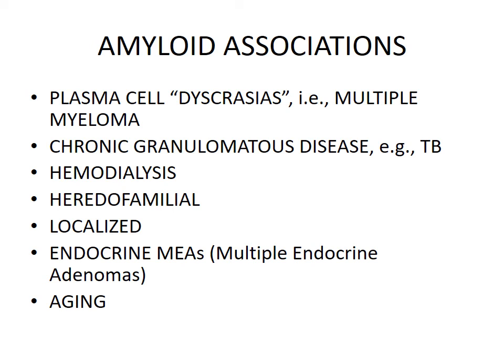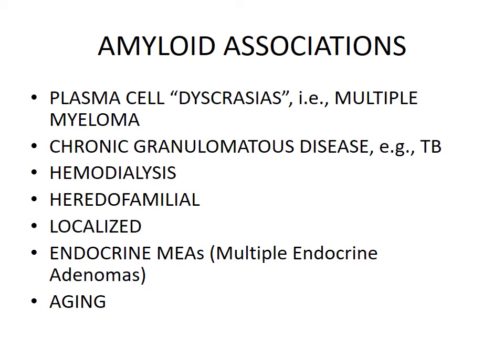Chronic granulomatous diseases like tuberculosis and certain chronic conditions like rheumatoid arthritis, scleroderma, bronchiectasis, and chronic osteomyelitis lead to AA type of amyloid deposition. Hemodialysis. Hemodialysis-associated amyloidosis affects 60 to 80% of these patients due to deposition of amyloid in joints, synovium, and tendon sheaths, as beta-2 microglobulin is not filtered by normal dialysis membranes.